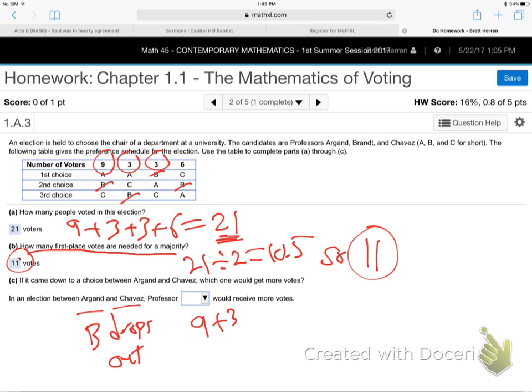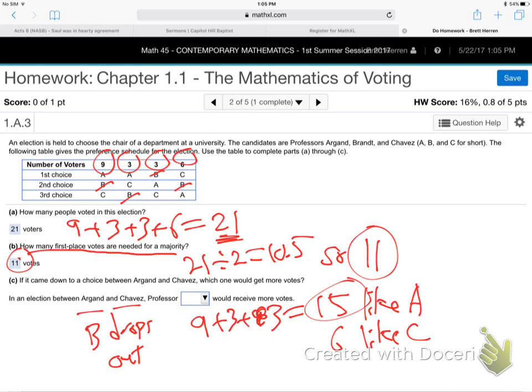So 9 plus 3 plus 3. What's that, 15? 15 like A best, don't they? And the other 6 like C. So who would win if it was just A versus C? Clearly, A would win with 15. See how we do that? See how we can look at a preference schedule and just compete one person against another, and see how people would feel about that based on their preference values.